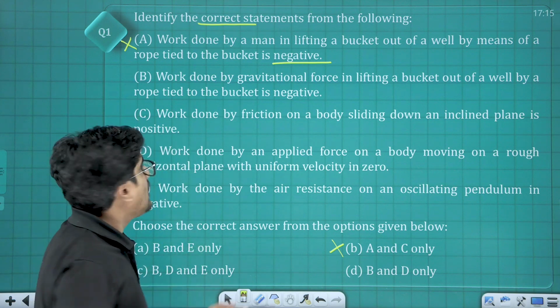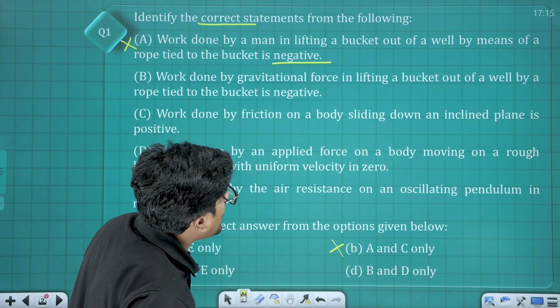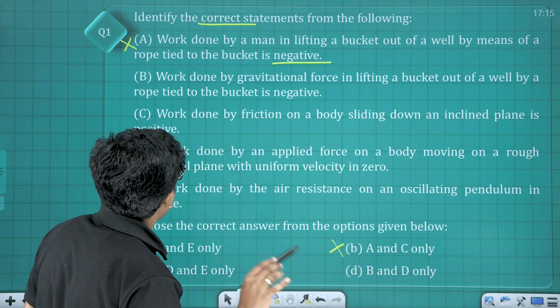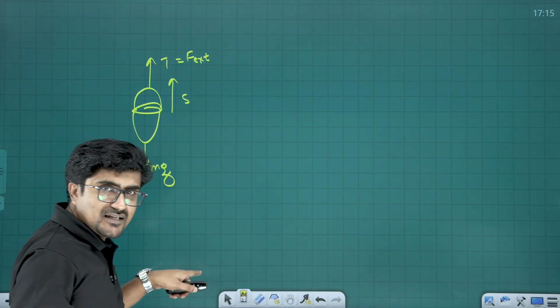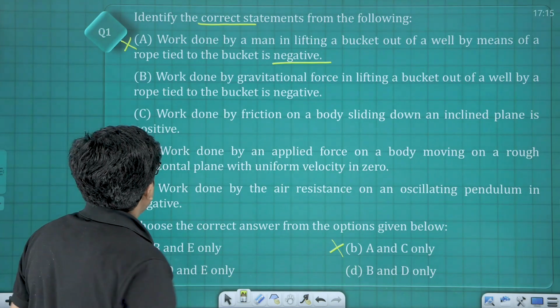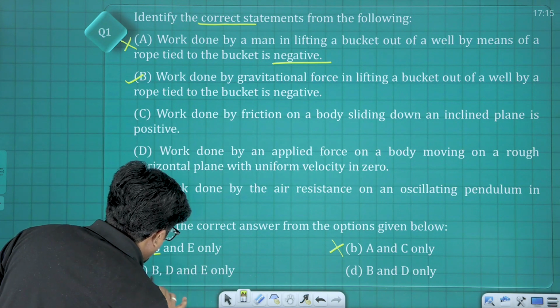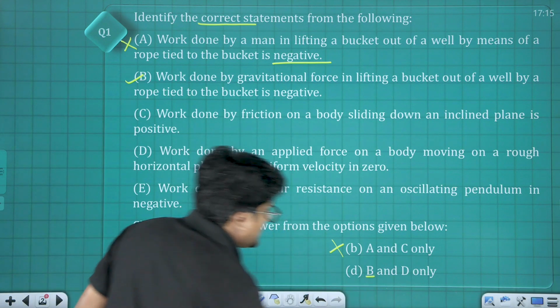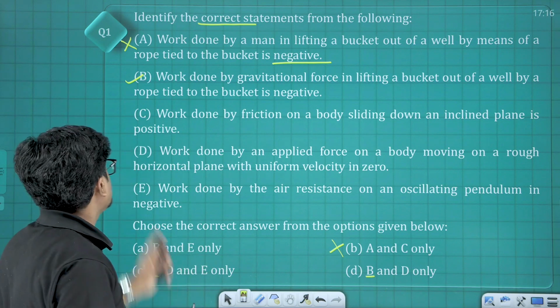Statement number 2, work done by gravitational force in lifting bucket out of a well by rope tied to the bucket is negative. So here gravitational force is acting in the downward direction, displacement is in the upward direction. So definitely this statement must be correct. And here B is there, here also B is there, and here also B is there. Fine. Now that alone will not help us.